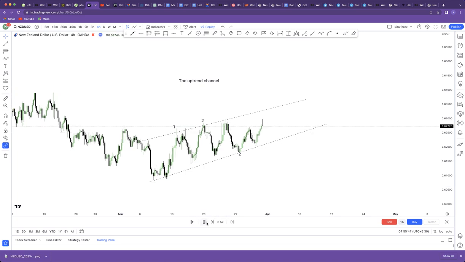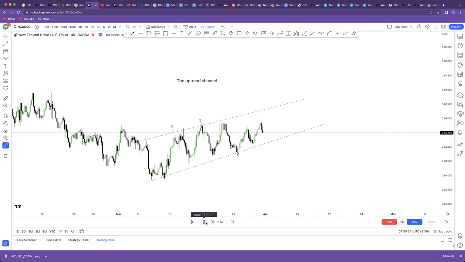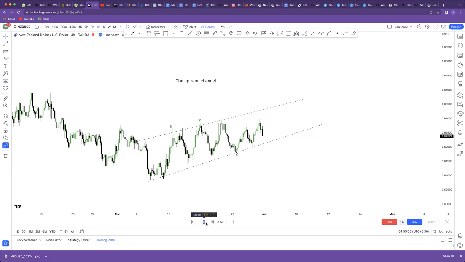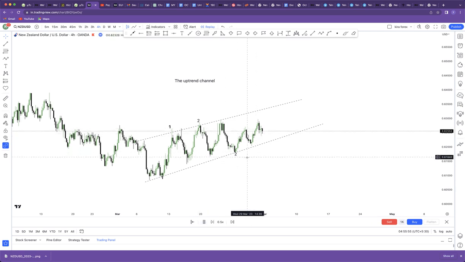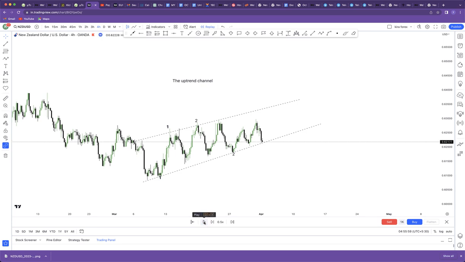And when we are selling on the third touch on the resistance, it means that we are exiting at the support. And if we are buying at the support, then it means that we are exiting at the resistance.